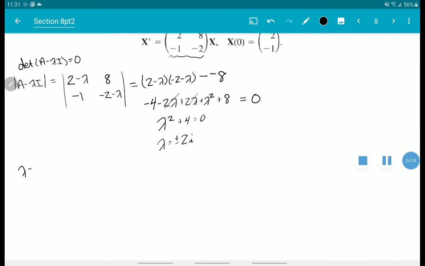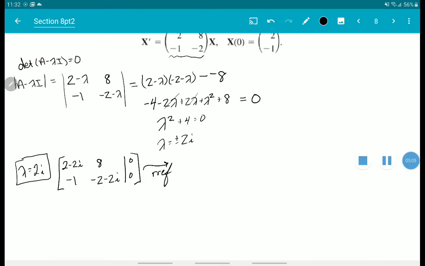So now we need to find the associated eigenvector. I'm going to use 2i. If we were to substitute 2i into this guy, our A minus lambda I, we're going to get 2 minus 2i, 8, negative 1, negative 2 minus 2i. And then we have zeros here. Now we want to RREF this, put it in reduced row echelon form.